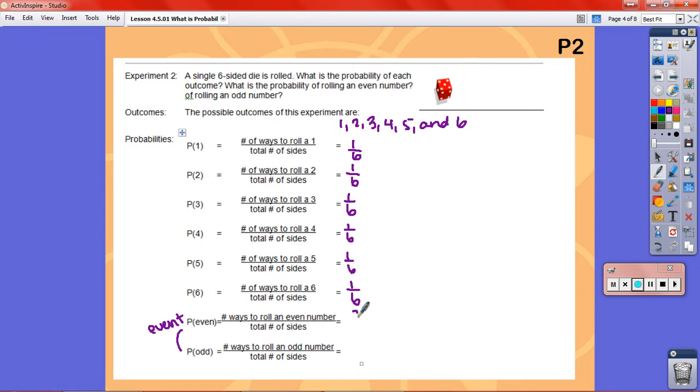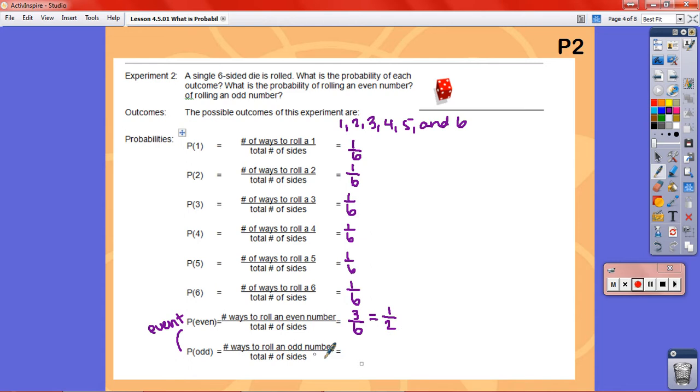There are 3 ways to roll an even number, and there are still 6 total sides. So 3 out of 6 of the sides are even. So that's our probability of rolling an even number, and 3 out of 6 is half the sides. So half the time, theoretically, you'll roll an even number.